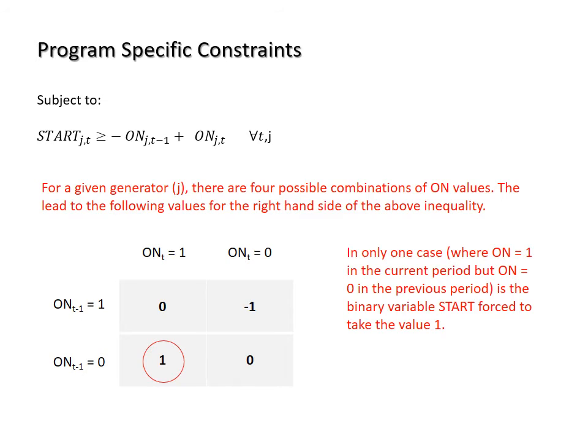Now in the case where the right hand side of the inequality is equal to negative 1, so if in the previous time period the plant was on and in the current time period it's off, the right hand side of the inequality is equal to minus 1. But that's okay, because for start, that doesn't imply any particular value, since start has to be 0 or 1, which are both greater than negative 1.